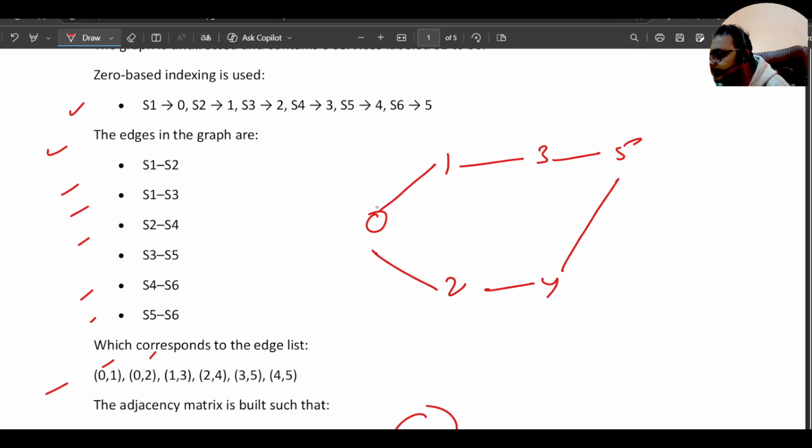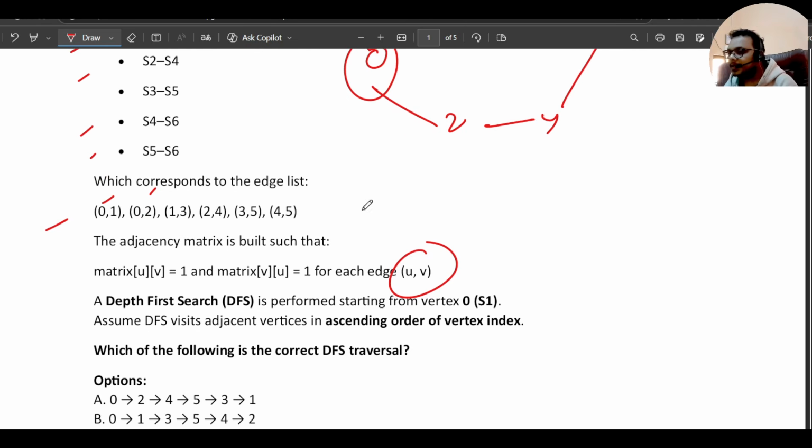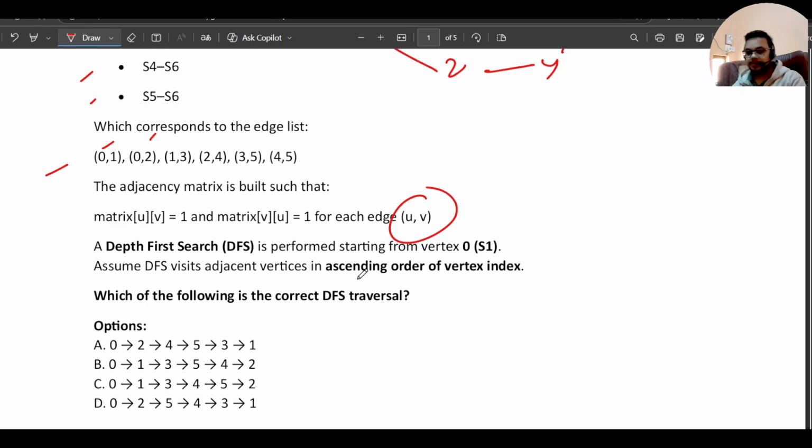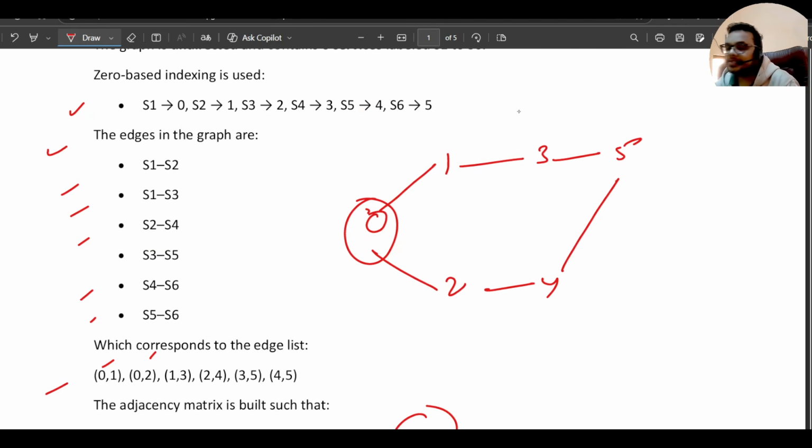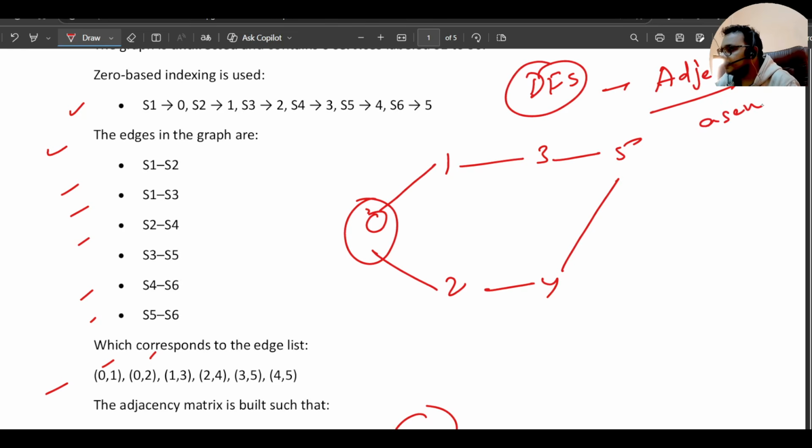So they are saying from vertex 0, we are doing a DFS. Assume the DFS visits adjacent vertices in ascending order of vertex index. Which of the following is the correct DFS traversal? So when we start our DFS traversal, it goes in adjacent ascending order. So what will be the traversal of DFS?